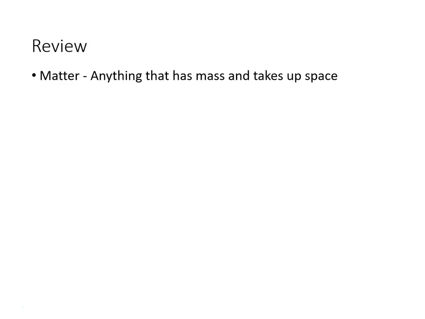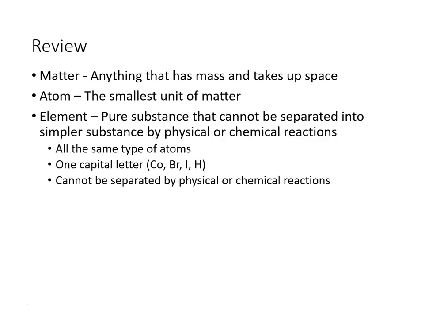Matter is anything that has mass and takes up space. The atom is the smallest unit of matter. An element is a pure substance that cannot be separated into simpler substances by physical or chemical reactions. Elements are all of the same type of atoms. The symbol for elements has one capital letter, like Co is cobalt, Br is bromine, I is iodine, H is hydrogen. Elements cannot be separated by physical or chemical reactions.